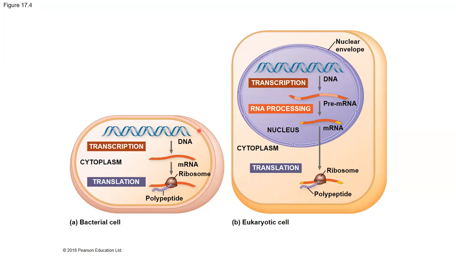This is why transcription and translation in these two different cells happen in different locations. Transcription happens inside the nucleus in eukaryotic cells, and translation in the cytoplasm. In bacteria and prokaryotic cells, both transcription and translation happen in the cytoplasm.